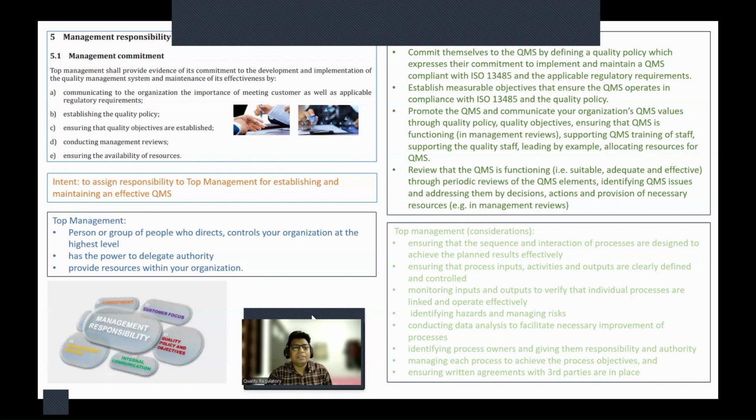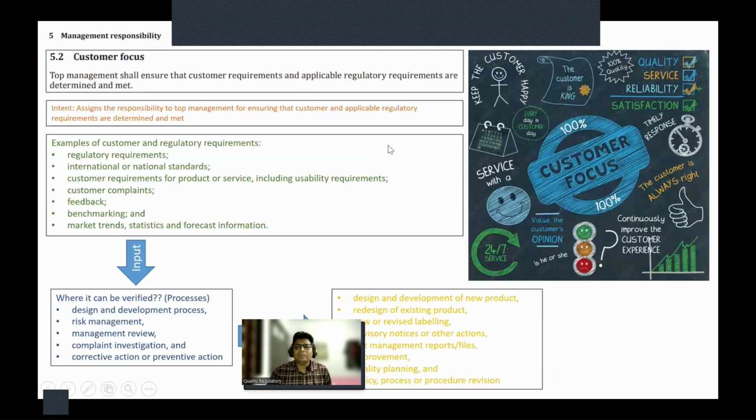They have the power to delegate authority, because only top management can delegate the responsibilities. A middle manager cannot delegate the authority; it is the top management who has to delegate. Management also has to provide the necessary resources within the organization.